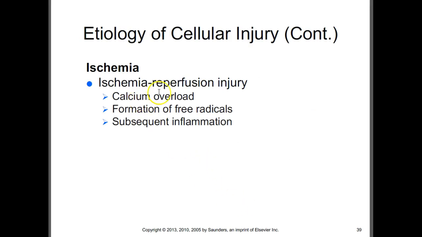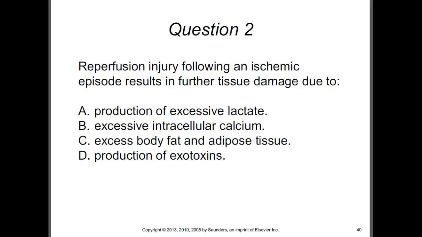Right, so we have ischemia reperfusion injury that can be caused by a lack of blood flow, and then all of a sudden blood flow that comes after it, right? So you have calcium overload and formation of free radicals that can occur and then can increase inflammation. And so reperfusion injury following an ischemic episode results in further tissue damage due to production of excessive lactate, excessive intracellular calcium, excess body fat and adipose tissue, or production of exotoxins. I'm going to let you go back a few slides and see what the answer to that one is, okay?